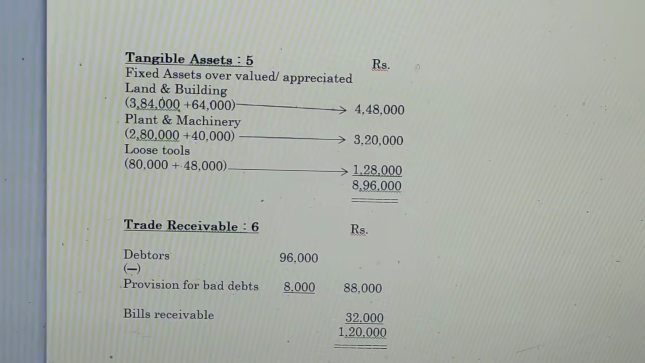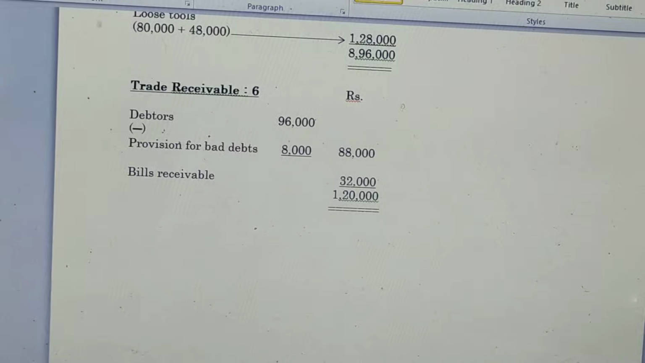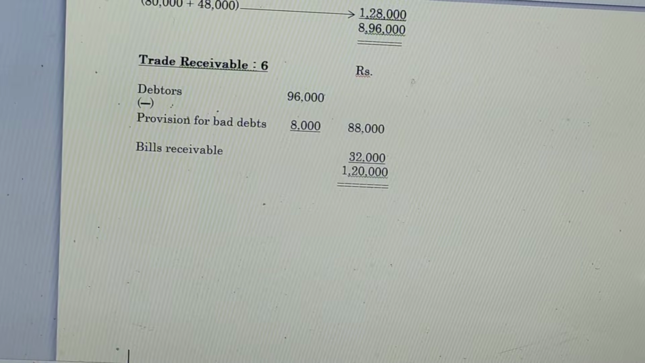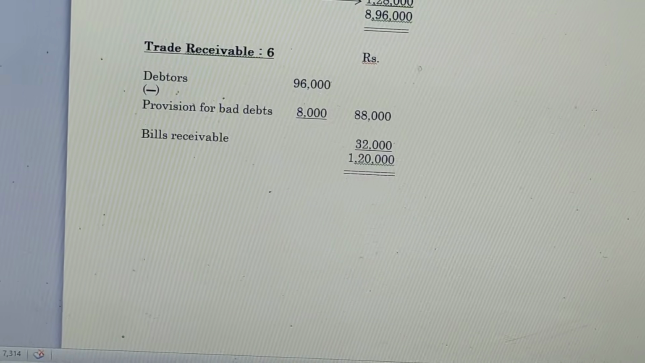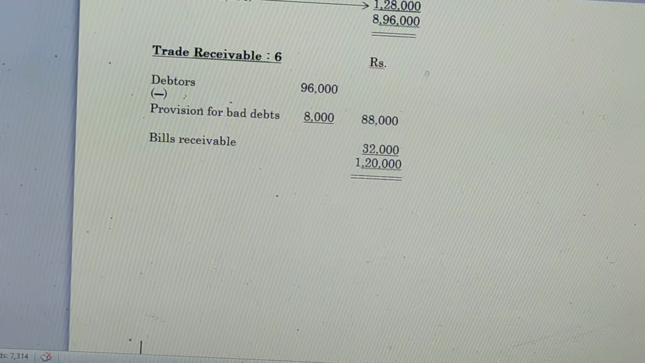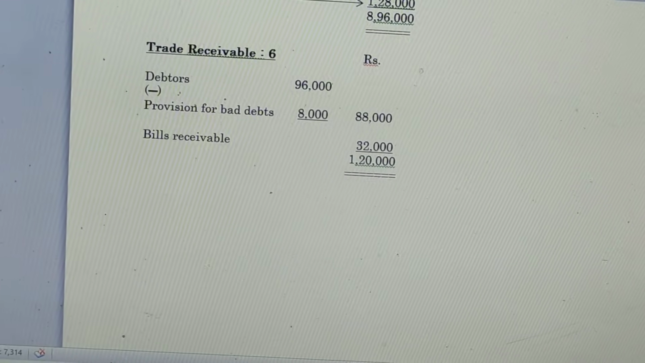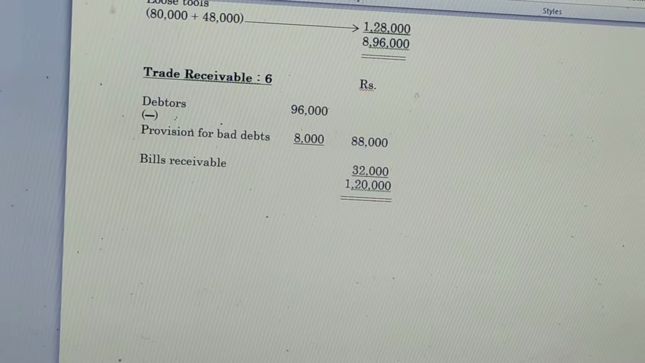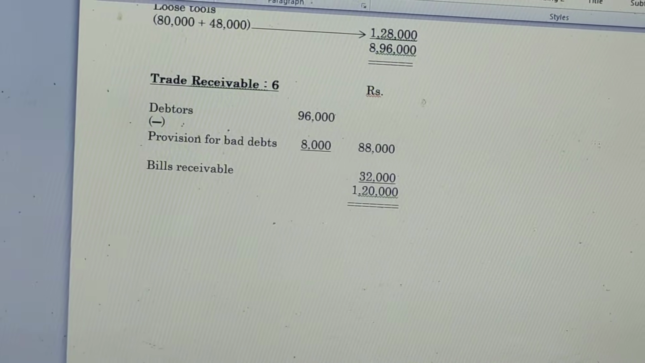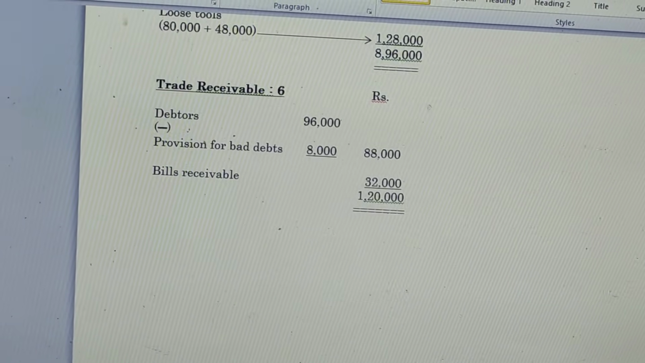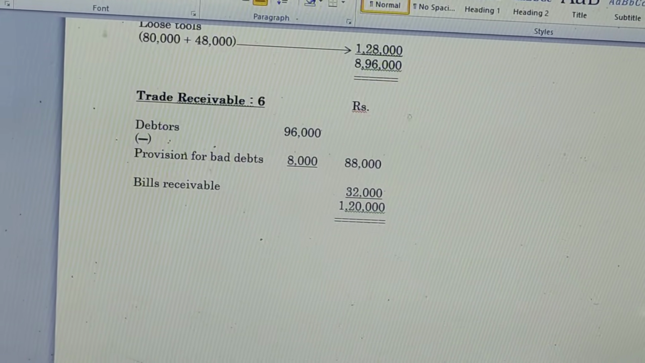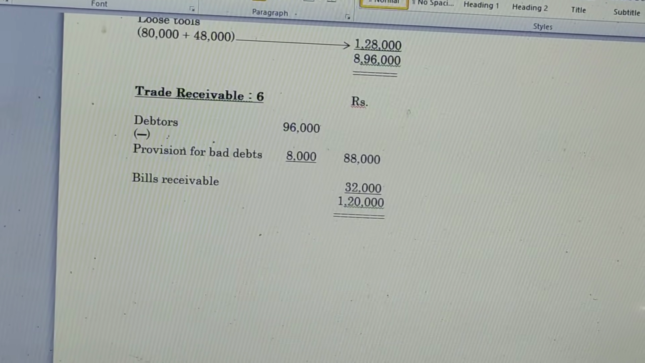And note number 6 is trade receivable. Under the trade receivable, we have to mention the debtors. The value is 96,000. And the provision for bad debts, the amount is rupees 8,000, which is from the adjustment. That amount will be adjusted with the total debtors amount. So 96,000 minus 8,000, we get the balance value of debtors 88,000. And bills receivable, the amount is rupees 32,000. The total amount is 1,20,000. It means 88,000 plus 32,000. That is note number 6 total.